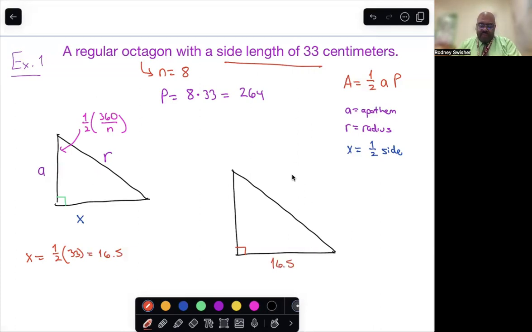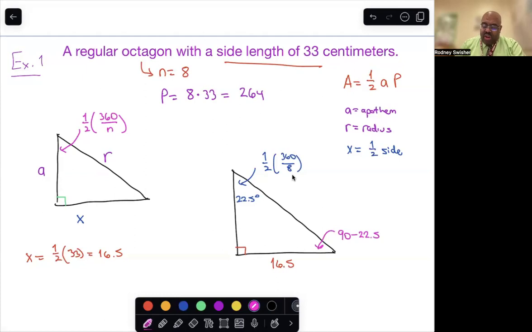Then the next thing I can do is find the measurement of the angle up here by doing 1/2 times 360 divided by 8, because that's how many sides it has. Half of 360 divided by 8 is going to be 22.5 degrees. Now, because we have that 22.5, we can find this angle down here by doing 90 minus 22.5. Remember that in the right triangle, besides the right angle, the other two angles add up to 90 degrees. They are complementary.